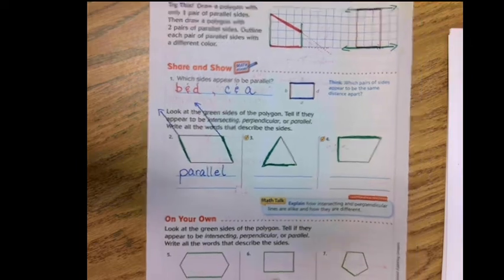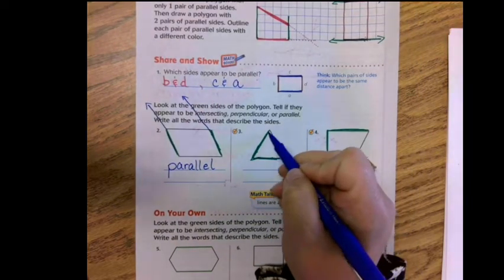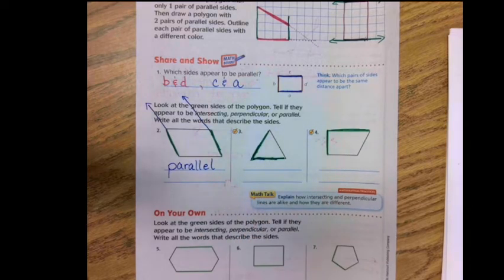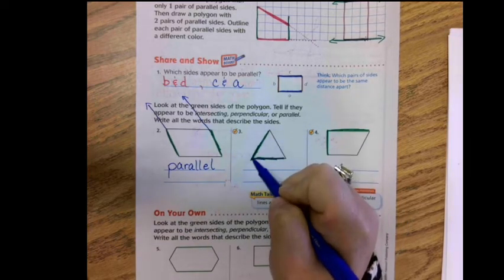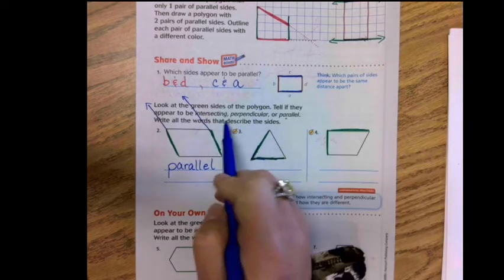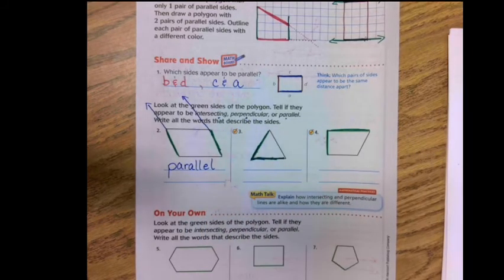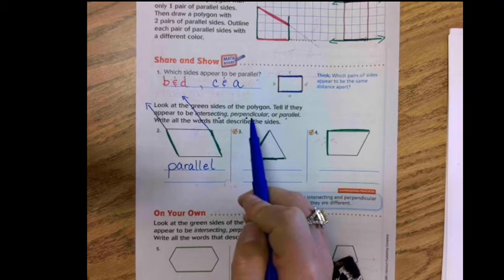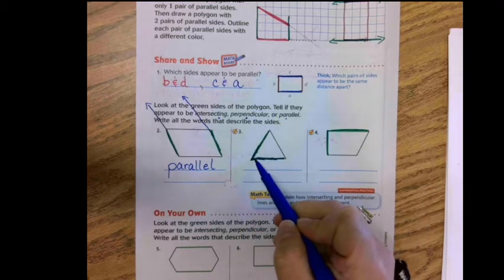Okay. Number 3. All right, on this triangle, we're looking at this line and this line. Okay. We can already tell they've come together and met. Okay. So we know that can't be parallel. It's either going to be intersecting or perpendicular. There is a really unique characteristic that perpendicular has to have. It has to give me a right angle. So let's look at this angle.